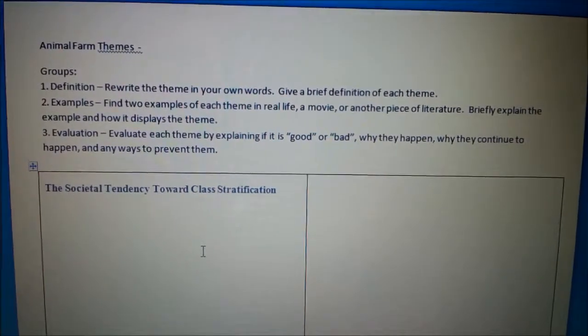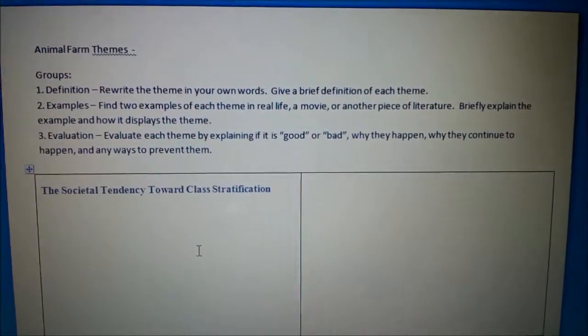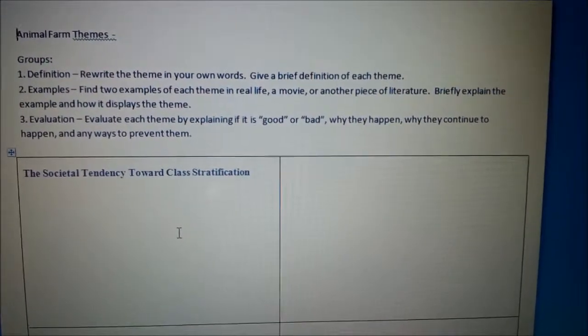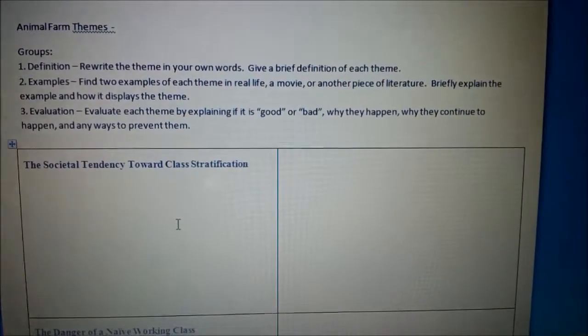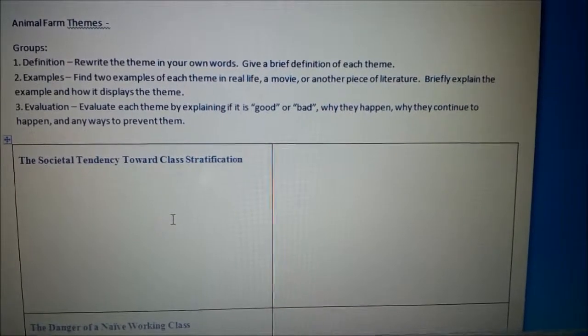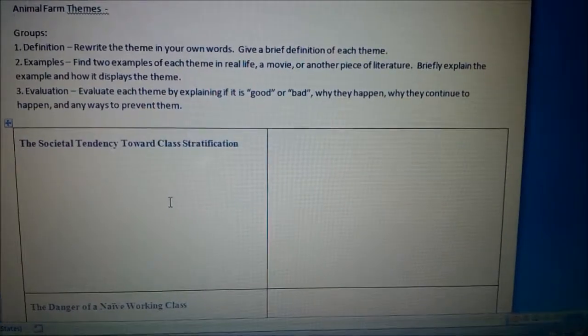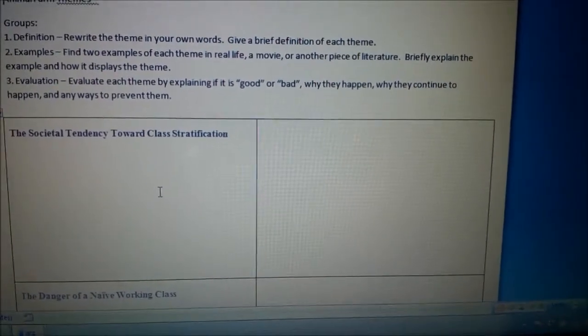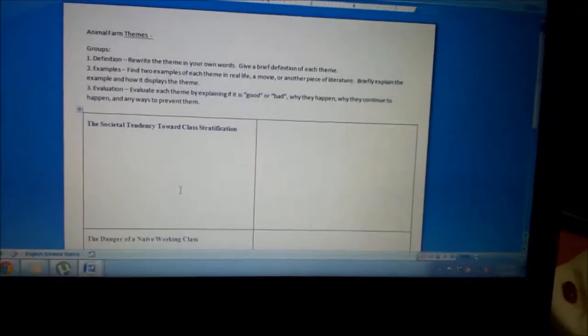For group 1, you're going to rewrite the theme in your own words, give a brief definition of each theme. Group 2, examples. Find 2 examples of each theme in real life, a movie or another piece of literature. Briefly explain the example and how it displays the theme. And the third group is evaluation. Evaluate each theme by explaining if it is good or bad, why they happen, why they continue to happen, and any ways to prevent them. And then I just gave them some simple boxes.